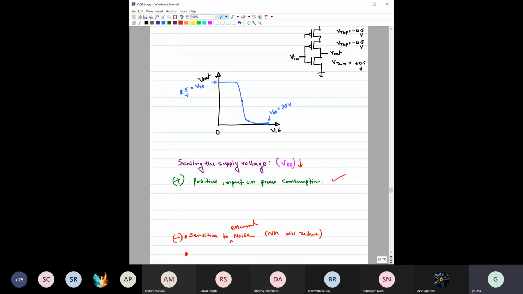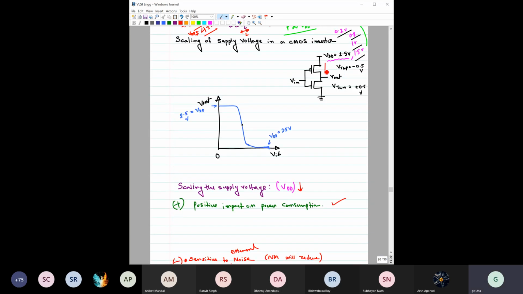Okay, what about the current ID that will be flowing through this? That would decrease, right? So VDD decreases, ID decreases. I hope this part is clear, because in saturation ID is proportional to (VGS minus VTH) squared, and VGS is nothing but VDD, so (VDD minus VTH) squared. If this reduces, ID has to reduce. Now, what will be the implication of having less ID?